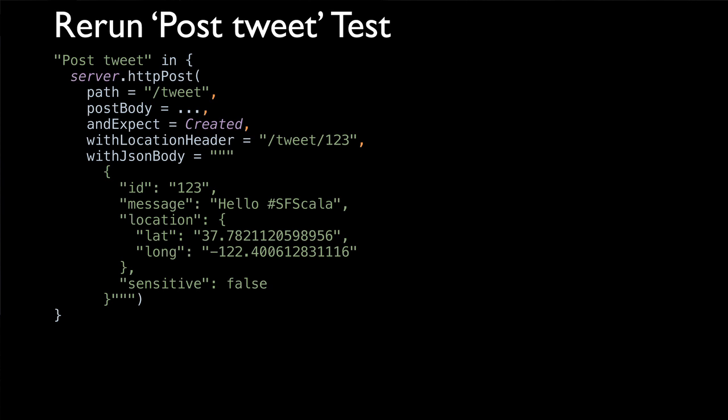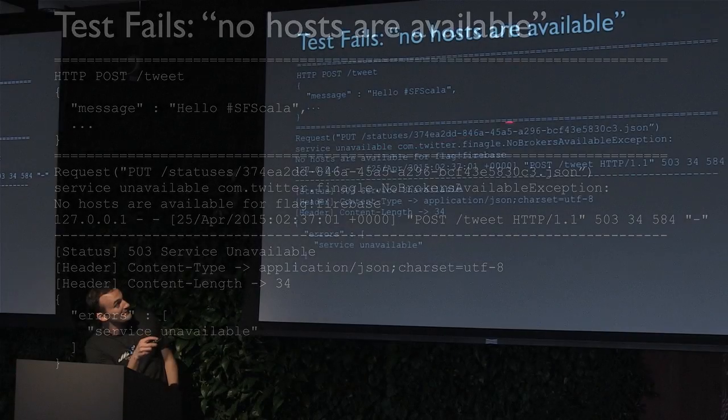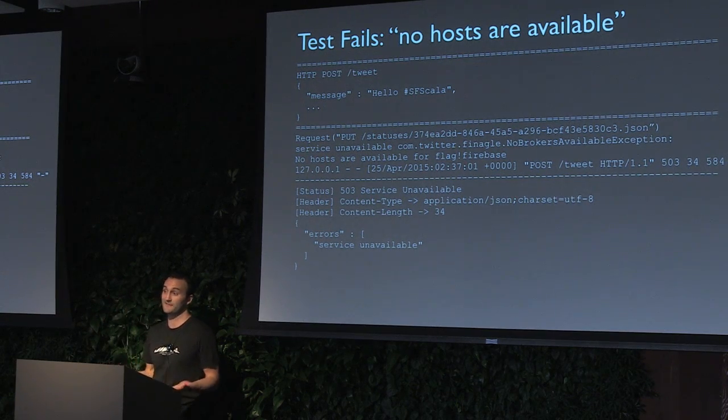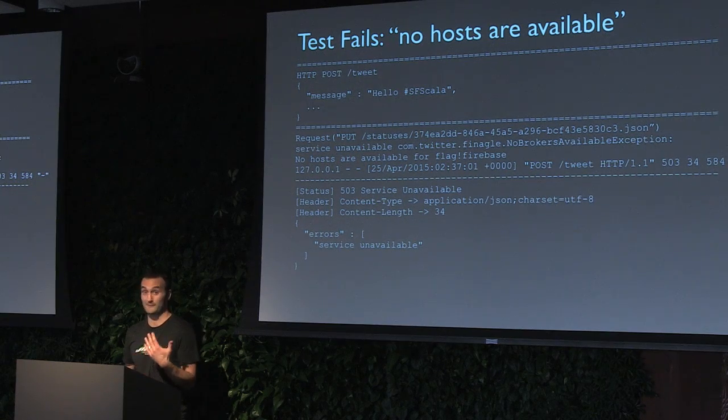OK, so we're now going to rerun our original test. It's on screen. And now this test that was previously passing, it now fails. The reason it now fails is when it tried to do the put to Firebase, it failed and said no hosts are available for flag Firebase. And the reason is we didn't specify a location for Firebase. However, since we want this feature test to be able to be run locally, we want it to be deterministic, we want to be able to run it in CI, we're going to need to mock out that Firebase client call.